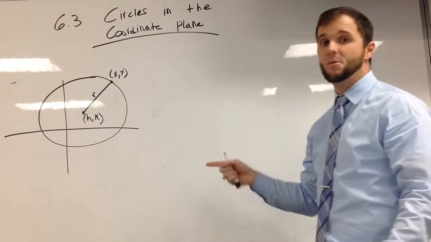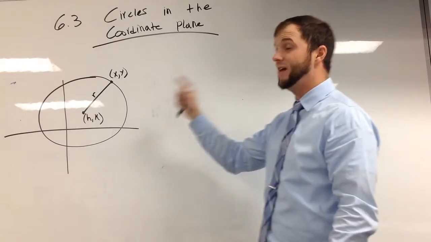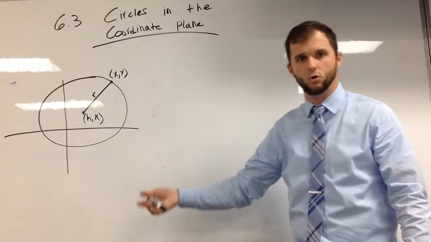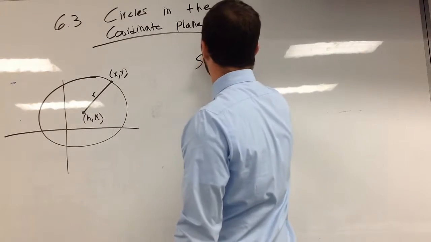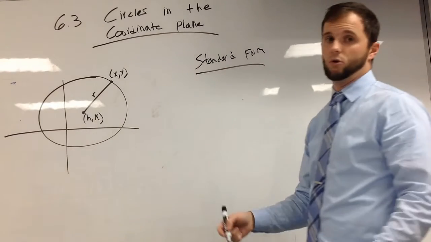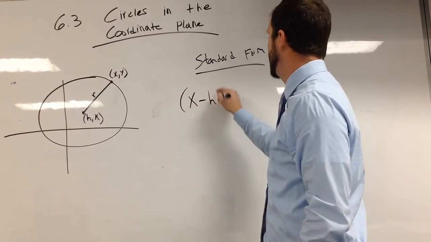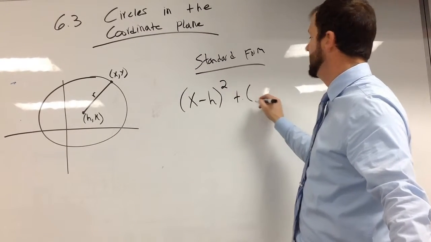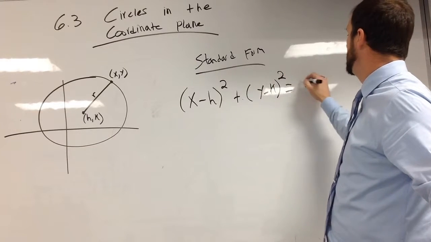Well, the same thing can happen with a circle. You can take any circle, stick it on a coordinate plane, and find the equation of it, and actually get an equation you can type in the calculator to create that circle. The way you do that is we're going to learn something called standard form today. The standard form of a circle looks like this: x minus h, squared, plus y minus k, squared, is equal to r squared.